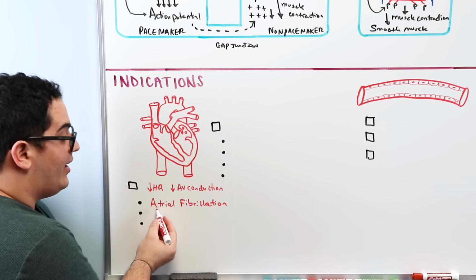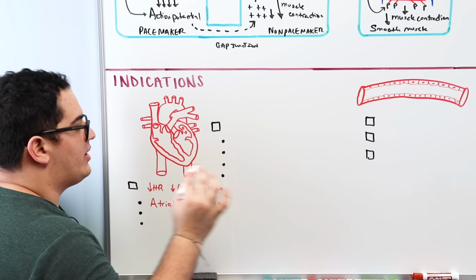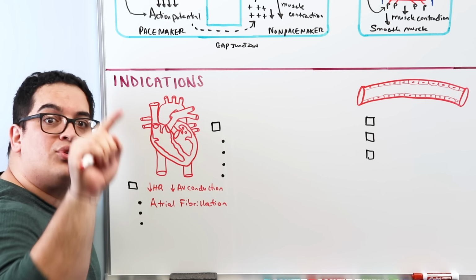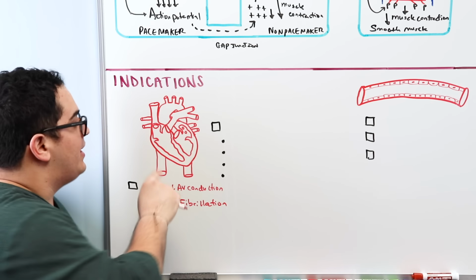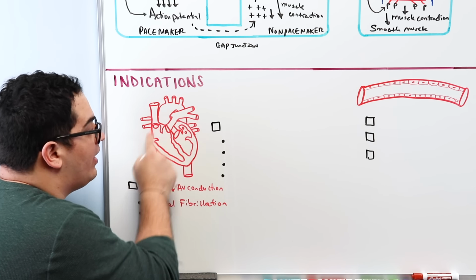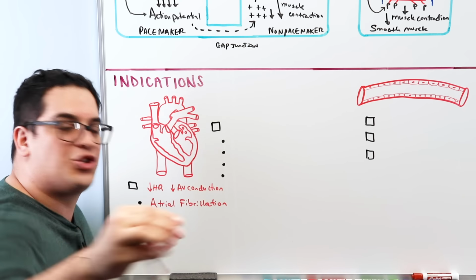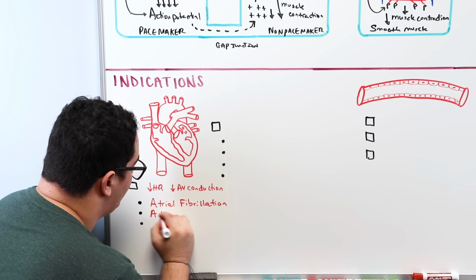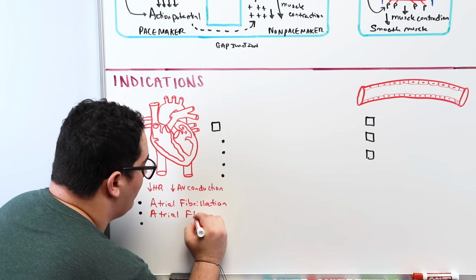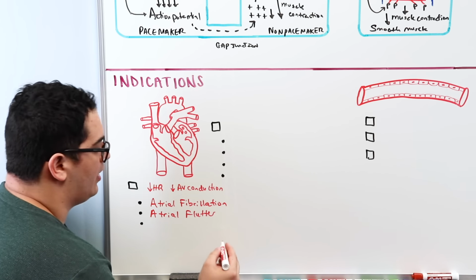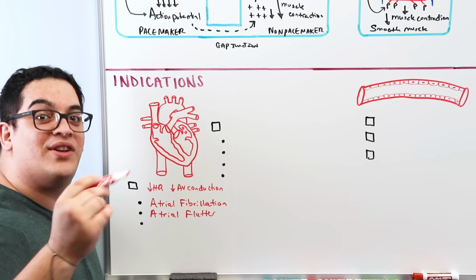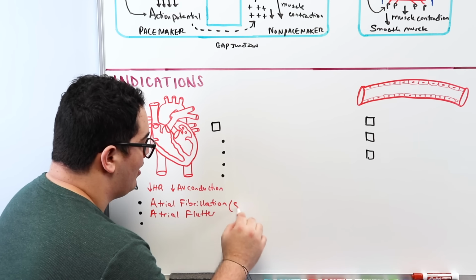or if they have another condition where maybe they don't have multiple ectopic foci, but they have what's called a cavo-tricuspid isthmus, which is basically here around that tricuspid valve, and it can generate reentrant circuits, which is very common in atrial flutter. We could also use this in atrial flutter. In other words, this is great for supraventricular tachycardias.